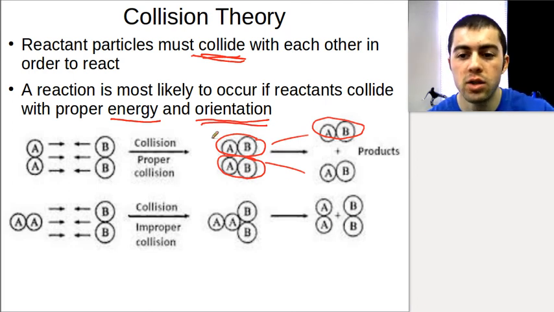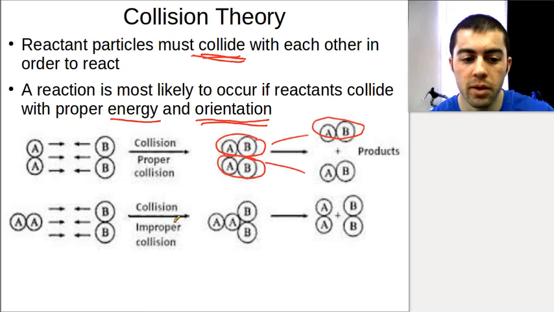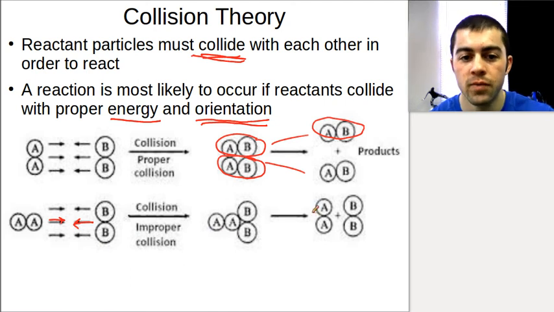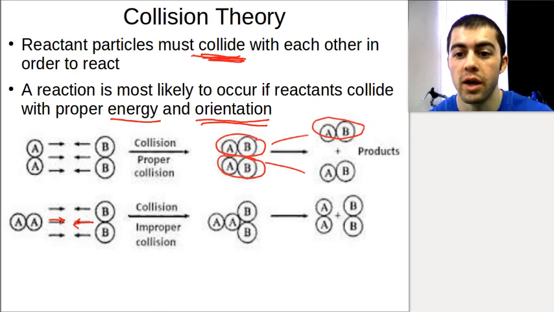And with the proper energy, we basically want them to be coming in. Remember, the particles are all going to be moving with this kinetic energy. We want them to have a certain amount of energy. If there's not enough energy, then we won't be able to have a reaction. So again, collision theory: just know that reactants are going to react if they collide with the proper energy and orientation.